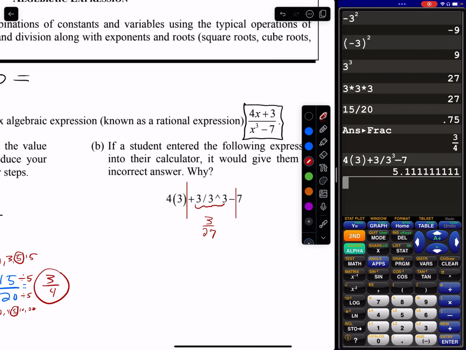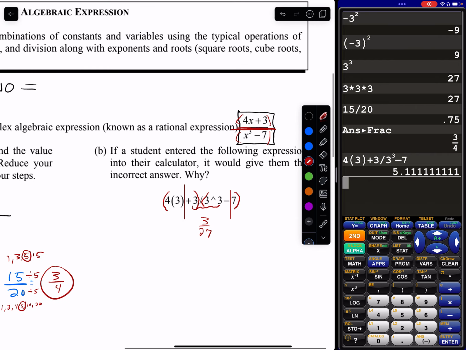What we need to make sure that we do is that that is all together in the numerator and that is all together in the denominator. When we have a big fraction like this, we have to keep everything together in the top and everything together in the bottom.